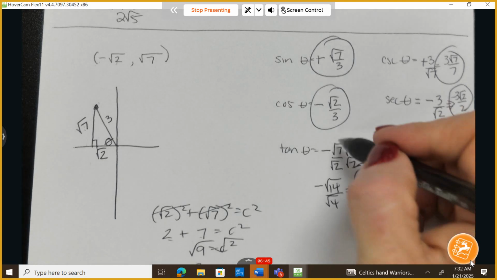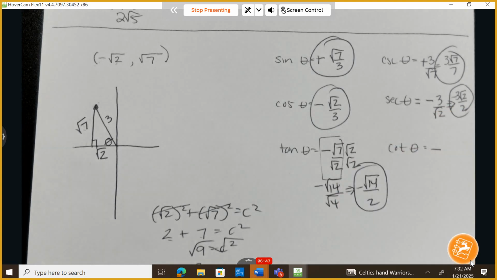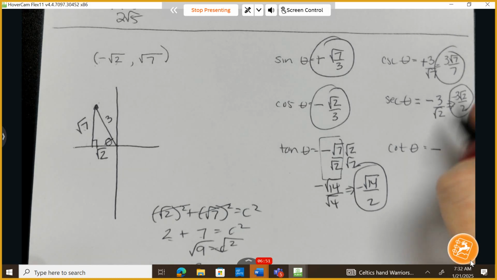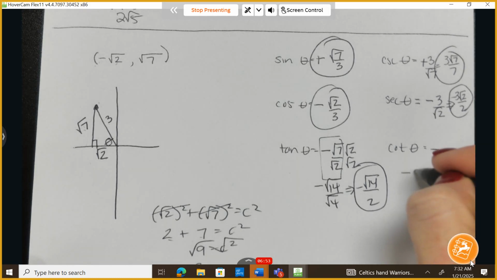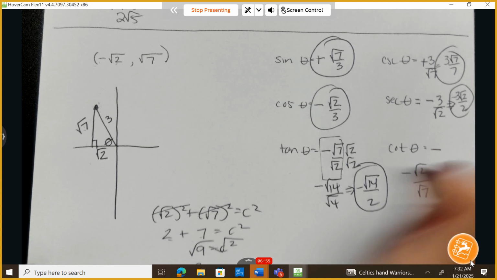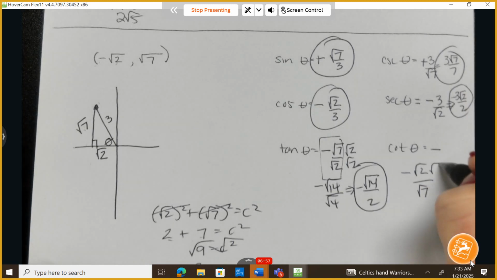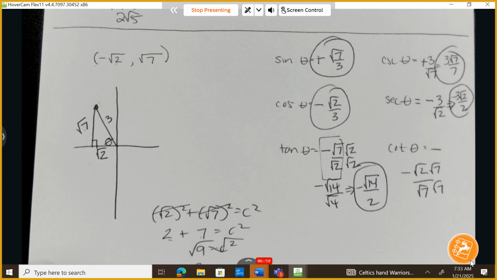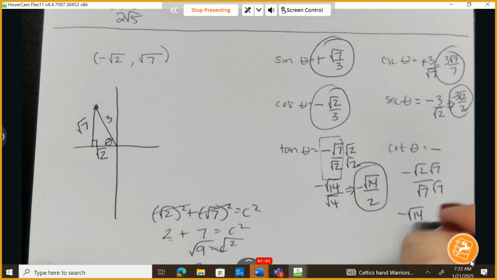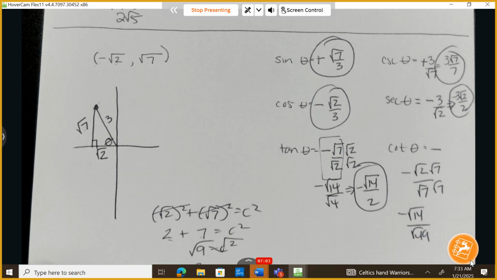Let's now take this same position before I did any type of rewriting in equivalent form, and let's take the reciprocal. So we would have negative square root of 2 over the square root of 7. And then let's make it proper. Times the square root of 7 over the square root of 7. That'd be negative square root of 14 over the square root of 49. And I know the square root of 49 is equivalent to 7. So negative square root of 14 over 7.